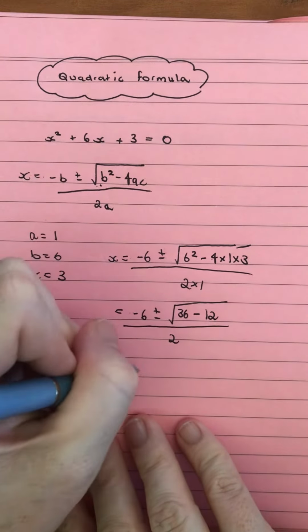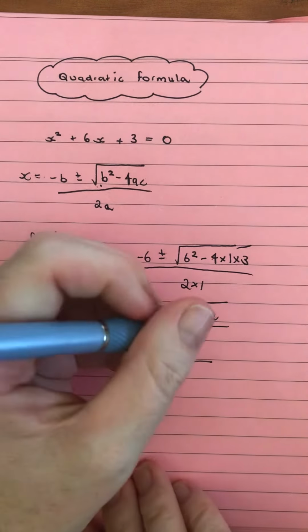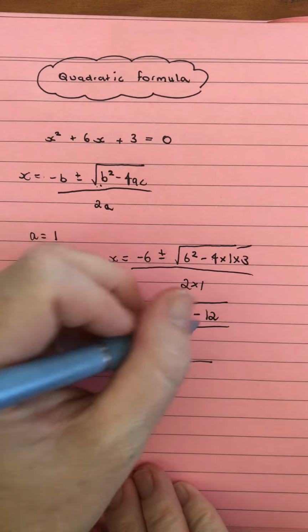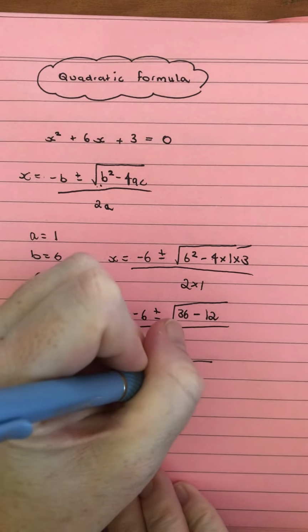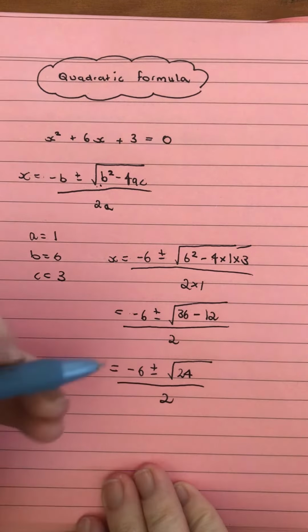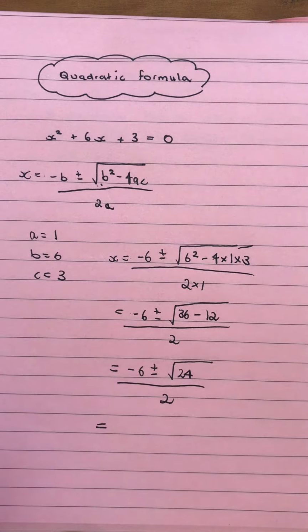Now 36 take away 12 is going to give me, what have I got, 30 take 10 is 20, 6 take 2 is 4, 24, over 2. And then obviously I'm going to be left with either surd form or a decimal.